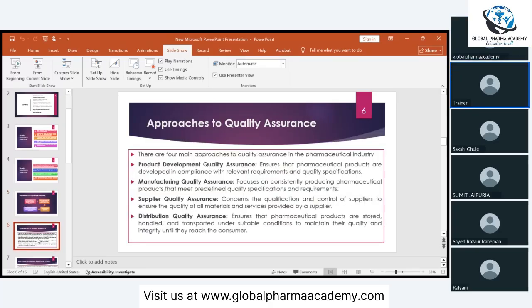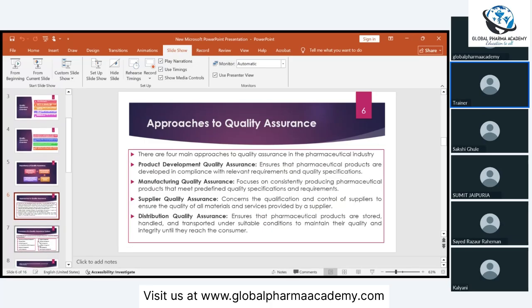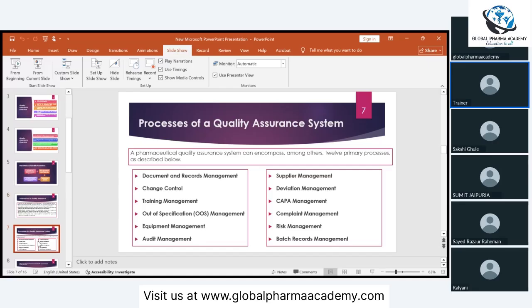Okay, so I'll just keep it this way only, because I feel there are some issues in presentation mode. Yeah, fine. So we saw this. These are the main processes of the quality assurance department. Mainly, they are responsible for documentation and record management.